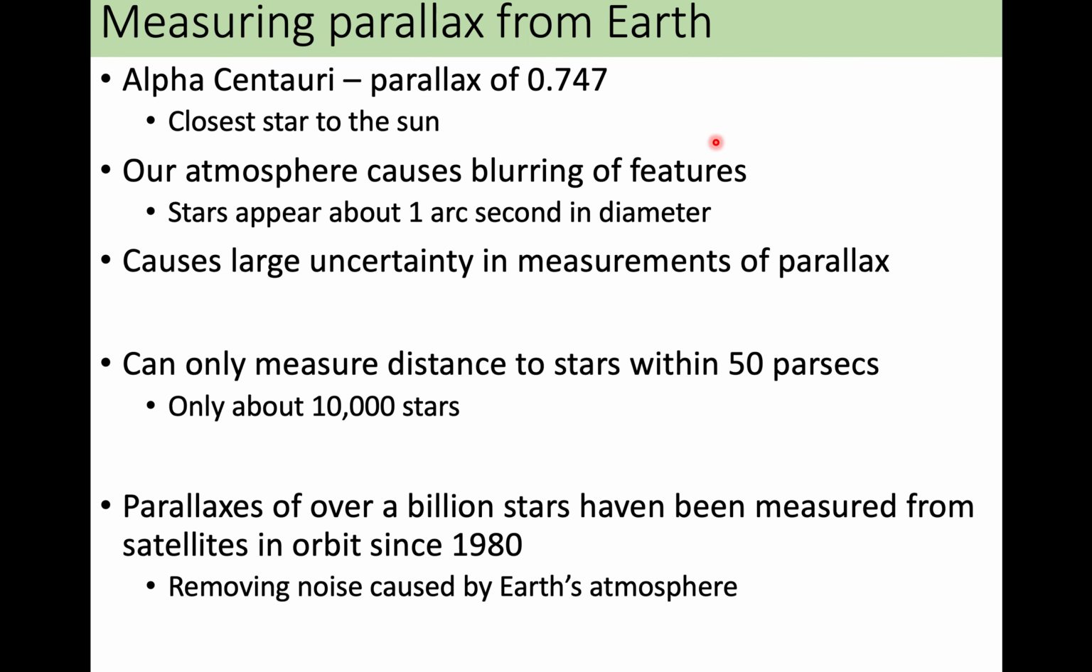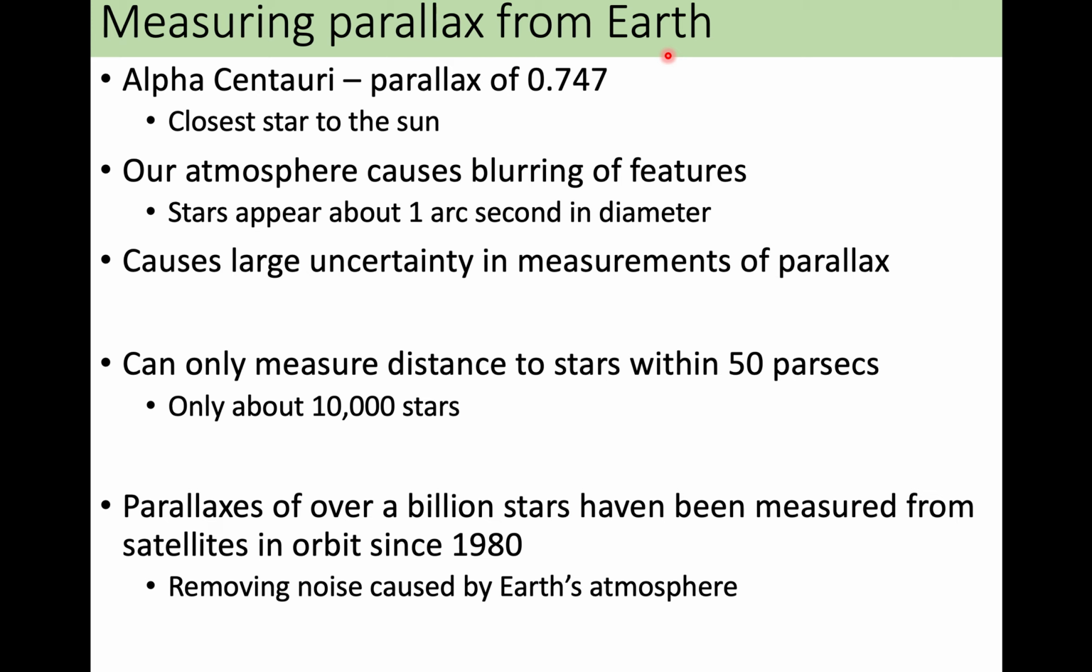So when we measure parallax from Earth, if we look at the star that's closest to the Sun, for example, it has a parallax of 0.747 arcseconds. This is the closest star to the Sun, and we still see this parallax. The problem is our atmosphere. If you remember, there's a lot of turbulence going on in our atmosphere, which causes blurring of objects that we're viewing. This is why telescopes are usually put away from cities, up on top of tall mountains, because our atmosphere causes twinkling of the stars and blurring of the features.